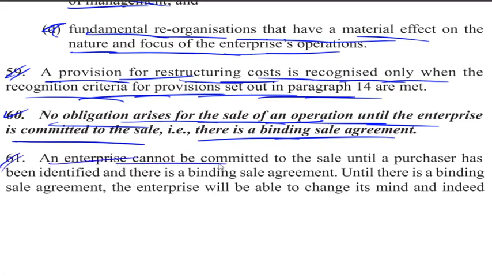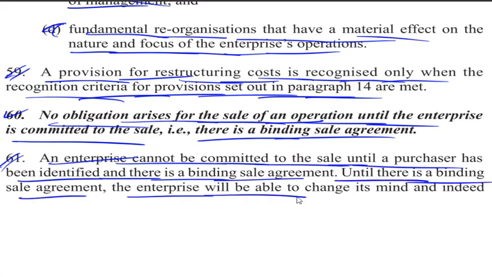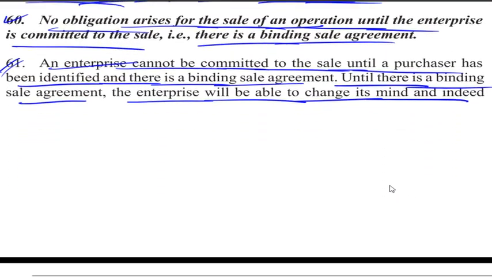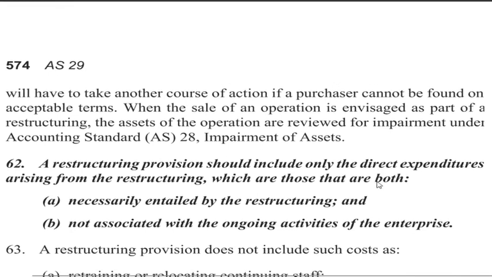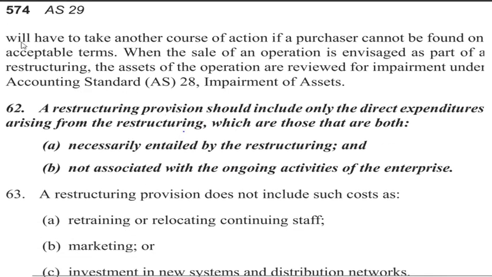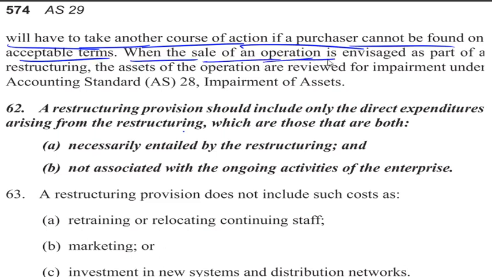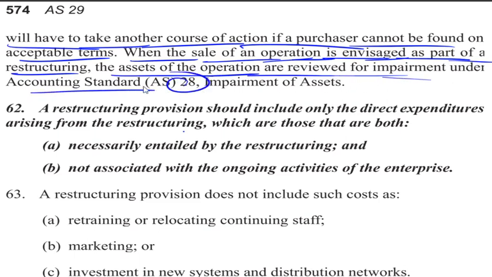An enterprise cannot be committed to sale until the purchaser has been identified and there has been a binding sale agreement. Until there is a binding sale agreement, the enterprise will be able to change its mind and indeed will have to take another course of action if the purchaser cannot be found on acceptable terms. When the sale of an operation is envisaged as a part of restructuring, the assets of the operation are reviewed for impairment under Accounting Standard 28.